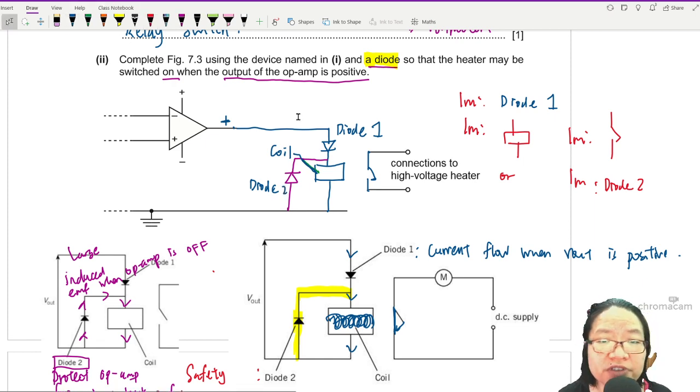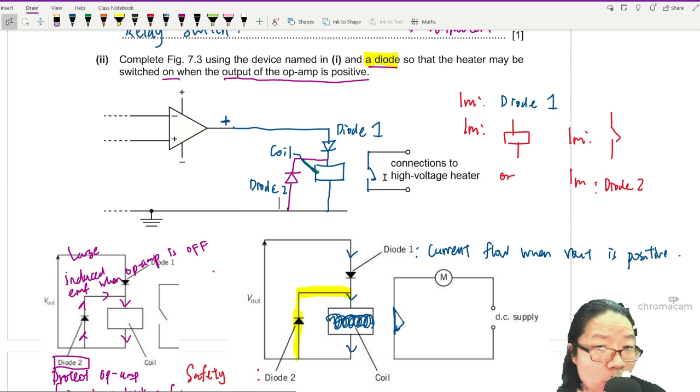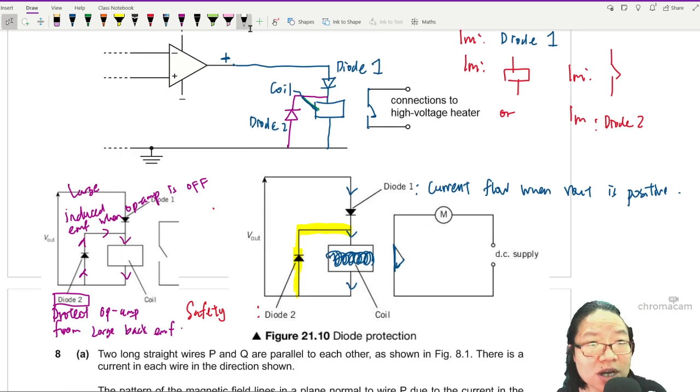So that when you turn off the current in this coil, it needs to generate back EMF to oppose the change. That back EMF that is very large does not come from the op-amp. It can be drawn from the ground. Okay, so that is question 6.